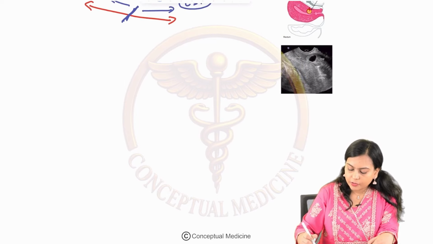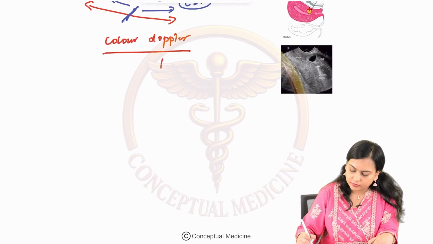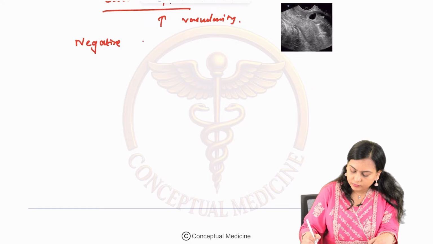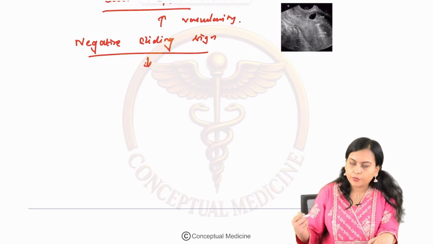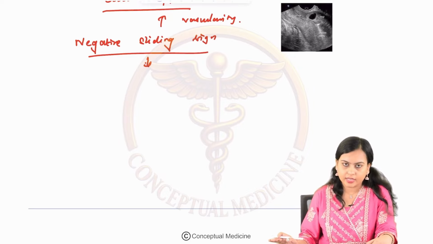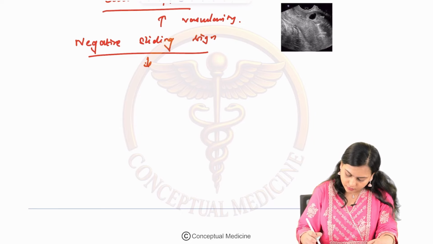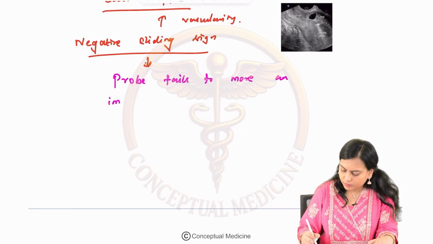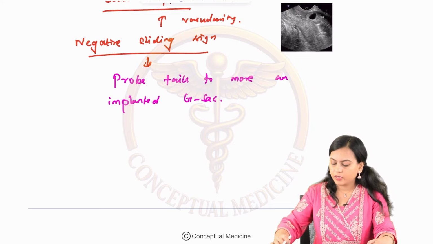Okay. And if you put color Doppler, definitely there will be increased vascularity. And here also we will be having negative sliding sign. So, the probe fails to move the implanted gestational sac. Okay. Clear? Okay. Now, we will see the picture.